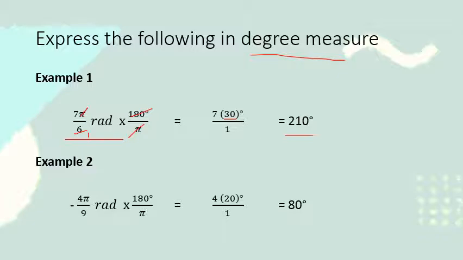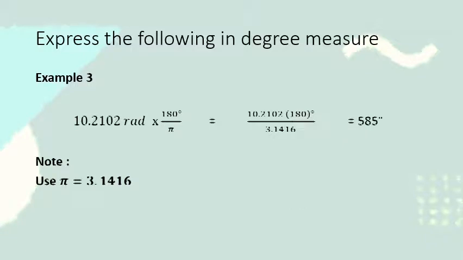As simple as that. Okay, another example. We have 4 pi over 9 radian multiplied by 180 degrees over pi. Cancel this pi. We have a factor here of 9. 180 divided by 9, what do we get? We have 20. Multiply it by 4, so we have 80 over 1. That is 80 degrees. Okay. For our next example, there is no pi anymore.